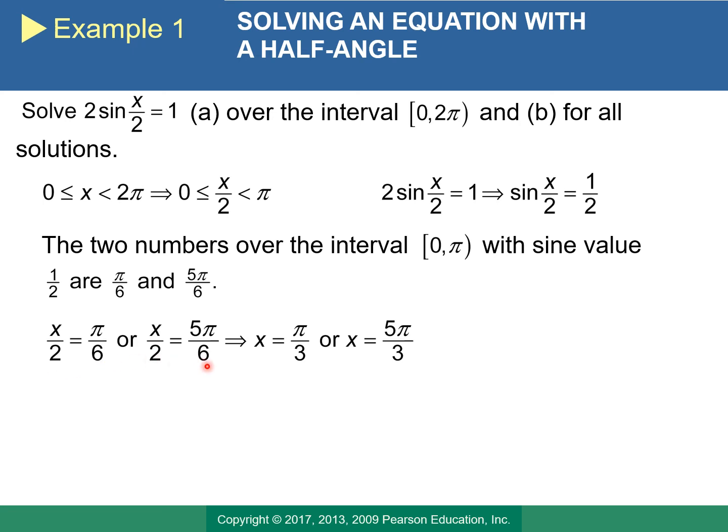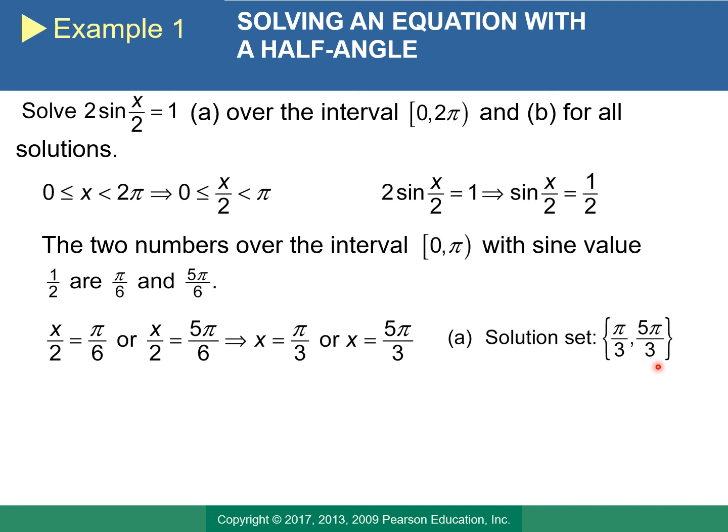It's not x because notice it was sine of x over 2. So we still have to find x. So we just multiply this left equation by 2. So we get 2 pi over 6, which simplifies to pi over 3. And this right equation by 2, so we get 10 pi over 6, which simplifies to 5 pi over 3. And so our solution set in the interval from 0 to 2 pi is pi over 3 and 5 pi over 3.